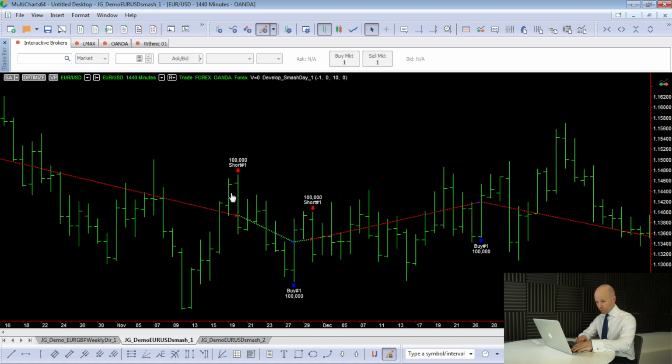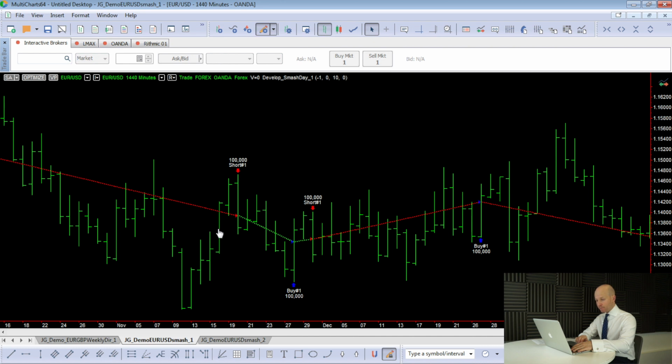Here's a short smash day setup, because the close is higher than the high of the previous bar. So then we set a sell stop order at the low of the smash day. And the next day, here we go, we opened a trade at the low of that smash day. This previous day here was also a smash day because the close was higher than the high of the previous bar.